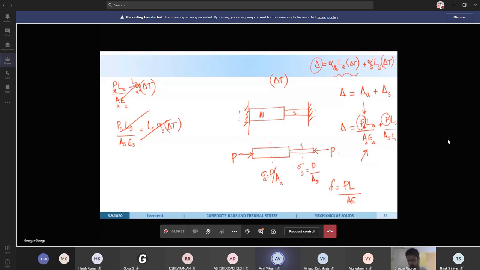I got it. So basically, because of the elongation, there is a tensile force developed there. No, not a tensile force. It is a compressive force developed in this bar, and this bar is under the effect of compression. You have studied in the previous lectures that if a bar is subjected to a compressive load, then the shortening of the bar is given by the expression PL by AE, and we are equating this expression to the shortening due to the thermal effect. That's what we are doing here.